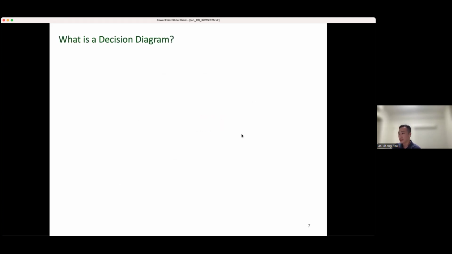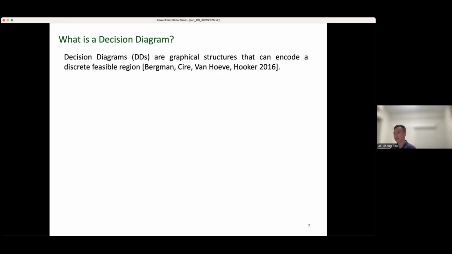Okay, cool. Let me pivot slightly, let me digress slightly. So what is a decision diagram? Decision diagrams are graphical structures that can encode a discrete feasible region.